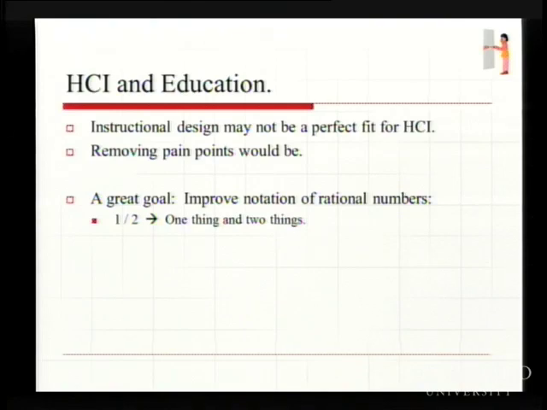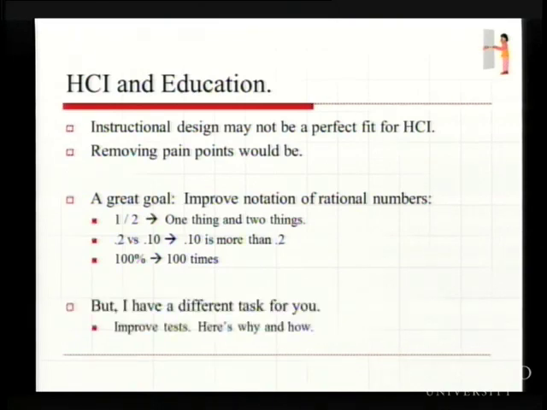Like one half means one thing and two things, as opposed to one half. Or a very common one, 0.2 versus 0.10, and kids think 10 is more than 2. Or 100% means 100 times. So I tell you, if HCI would take on this problem, the gross national product would go up, right? The amount of time we spend just because somebody came up with these stupid representations is very high.